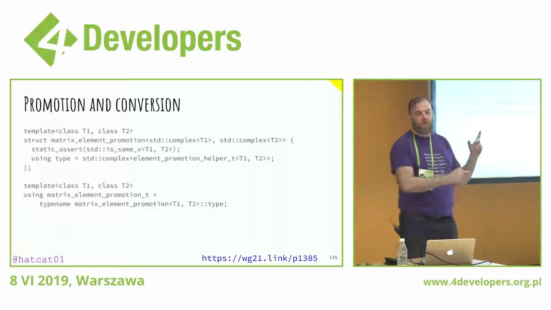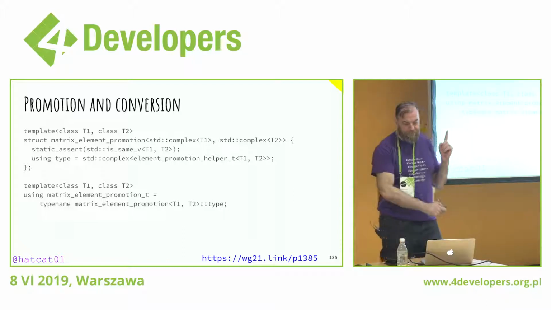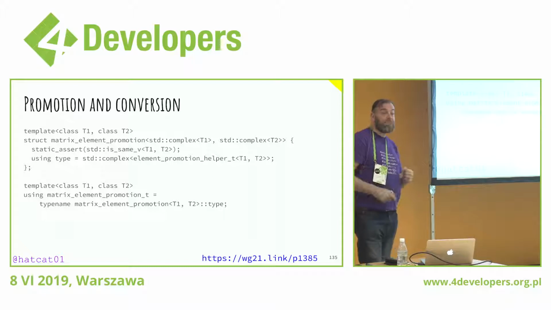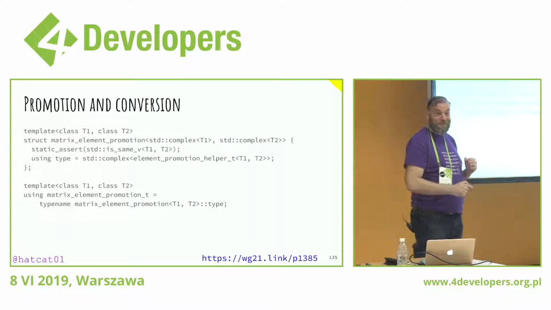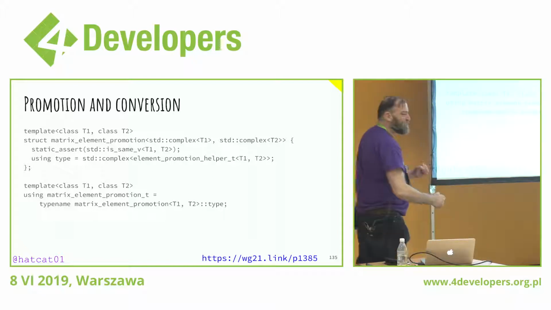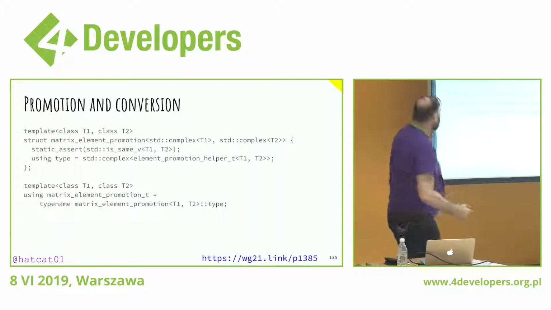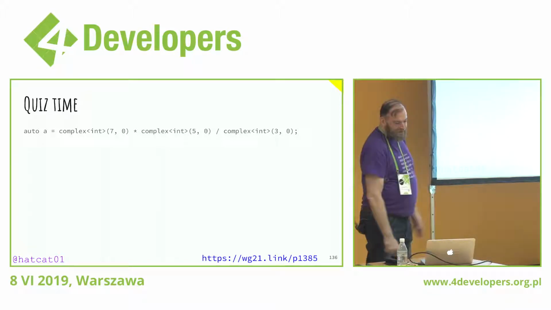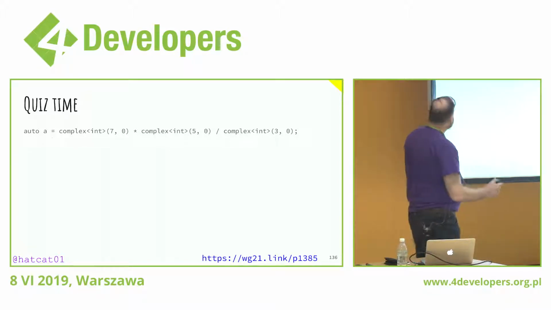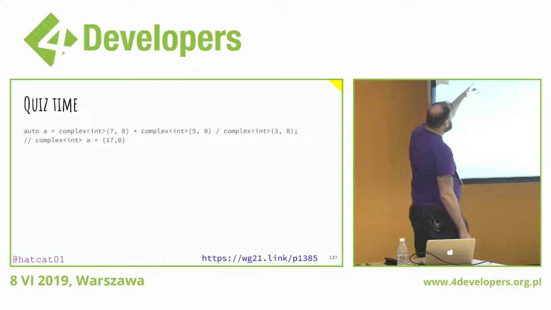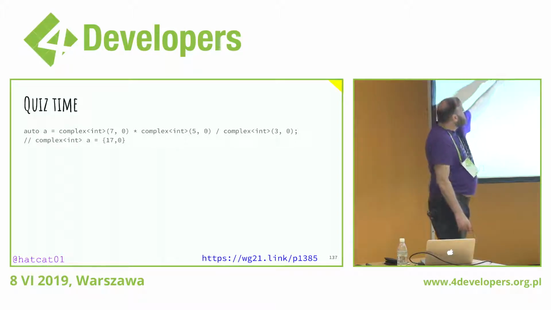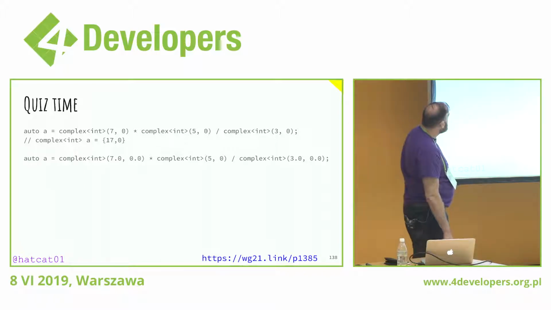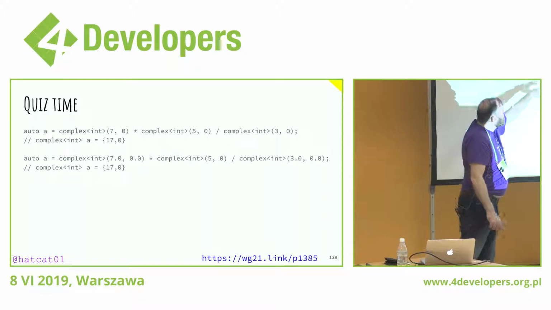Why though? Why go to all this bother? Anyone here use std complex? Okay, there are people who use std complex. Small audiences, you see. Quiz time again, and we'll just go through this. So the type of that, complex int times 70 times complex int 50 divided by complex int 30, complex int 17, and this is still complex int 17. It's converting all these to ints.